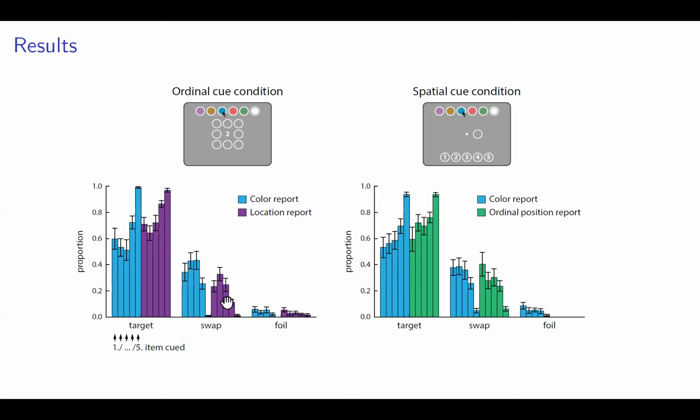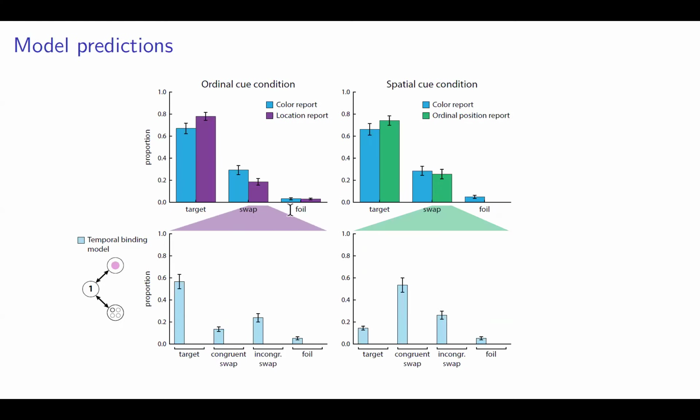We again see significantly more swap errors than you would expect if the incorrect responses were purely random. And once again, what we're really interested in is the correlations between the swap errors. So same analysis as before. We look at the trials where participants make a swap error in their second response and see what the first report looks like there. So in the ordinal cue condition, that second response would be a location. If they select a wrong location, what would we expect the color response to look like?